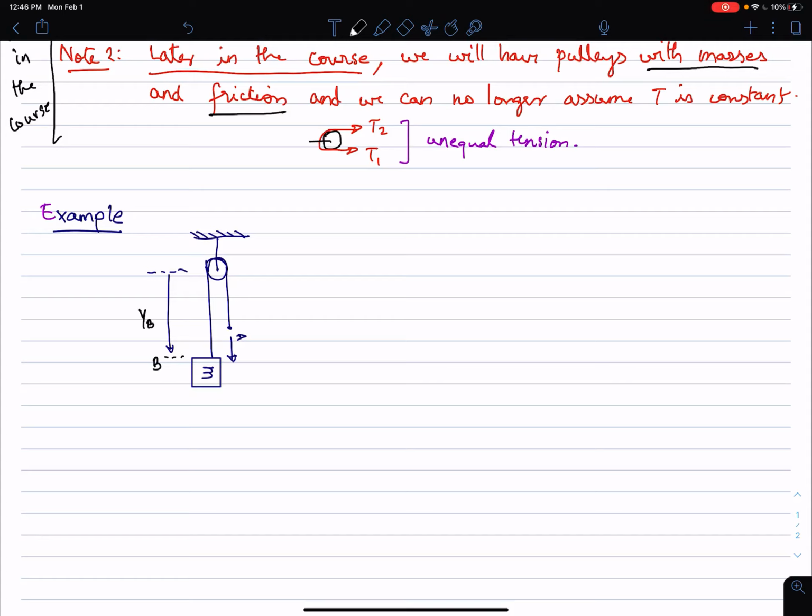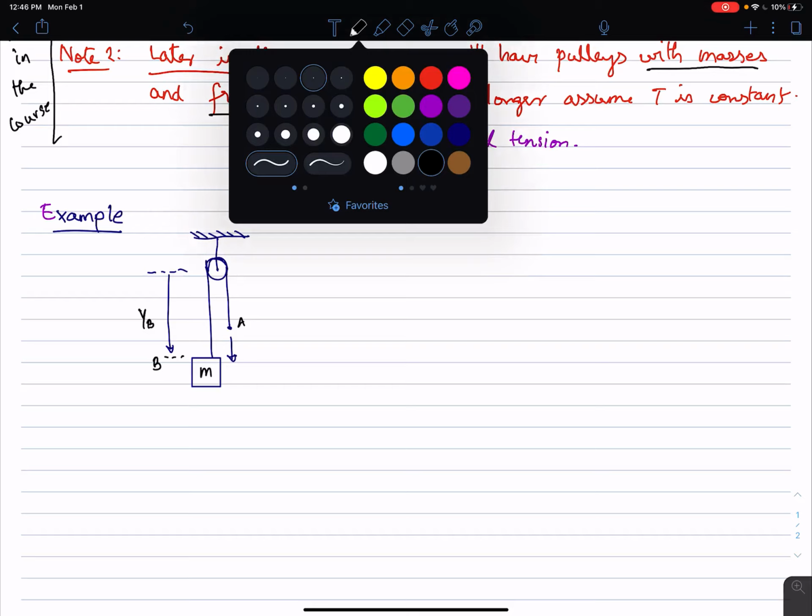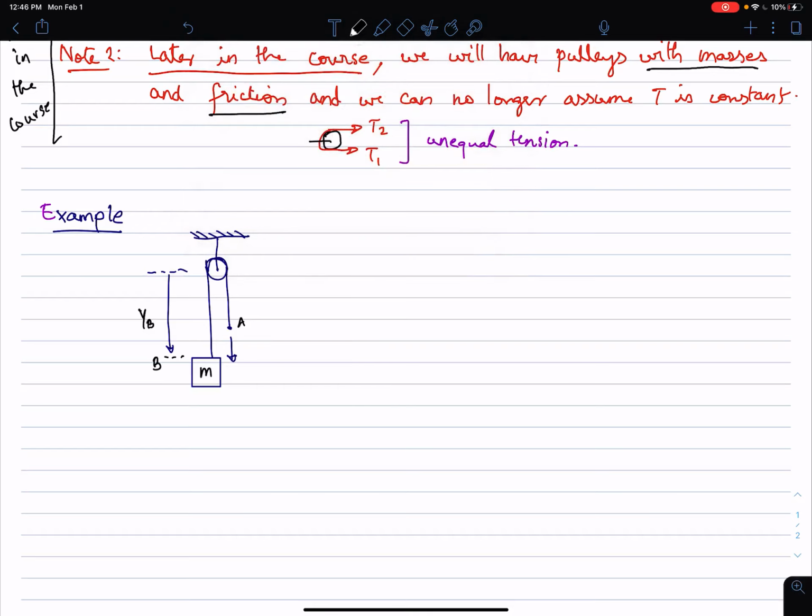Okay, so we have a pulley like so, and someone is pulling the string on the pulley downwards. And the question is, so of course the pulley is massless and frictionless.